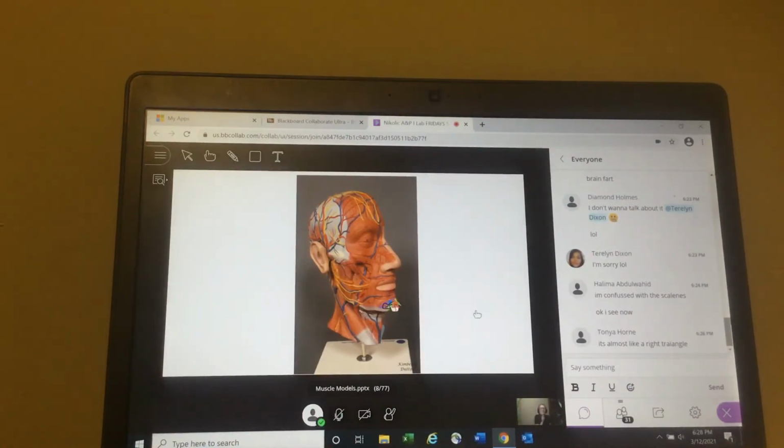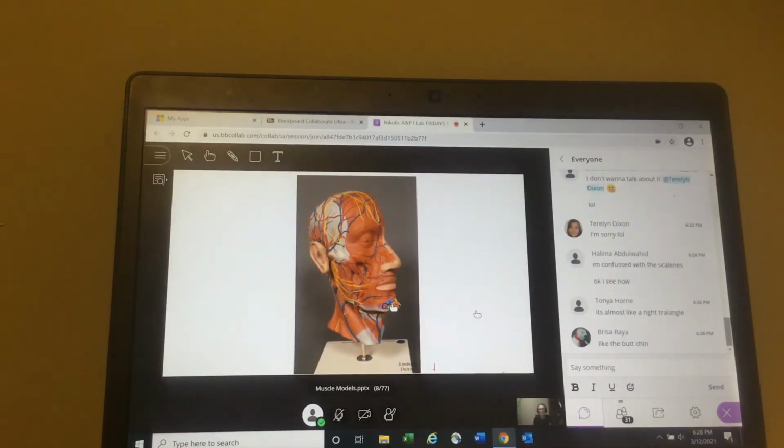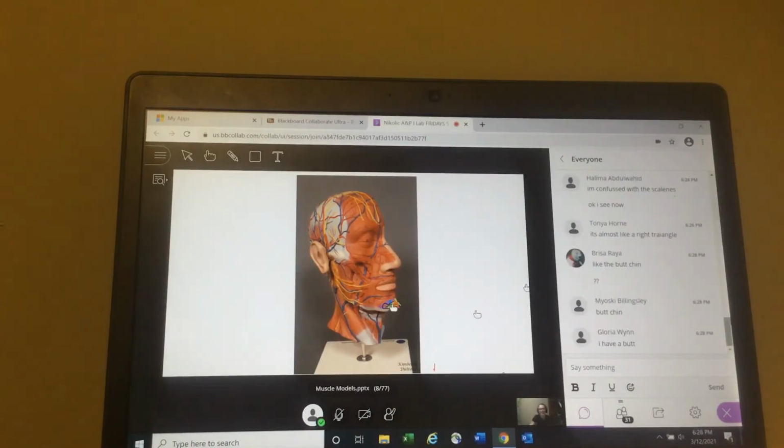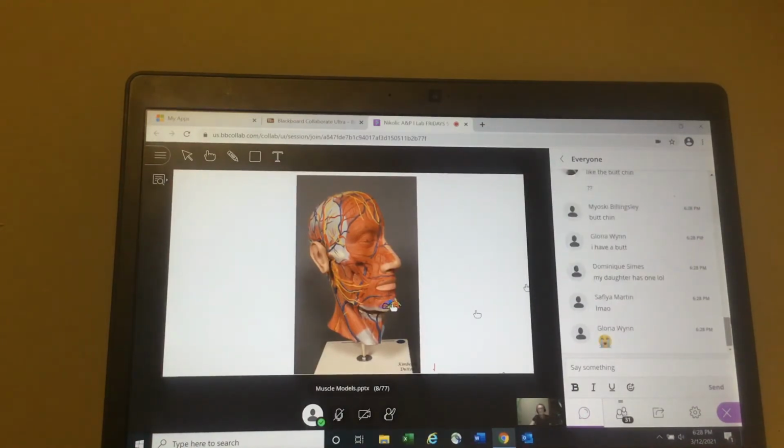Some men have like these little dimple. I don't know that I've ever seen a woman have one, but some men have like a sharp kind of dimple or indentation here at the mentalis, like the butt chin. Yes, that's it. Yes, you have a butt. Oh, very nice. Not sure if you meant the butt chin or just the butt.